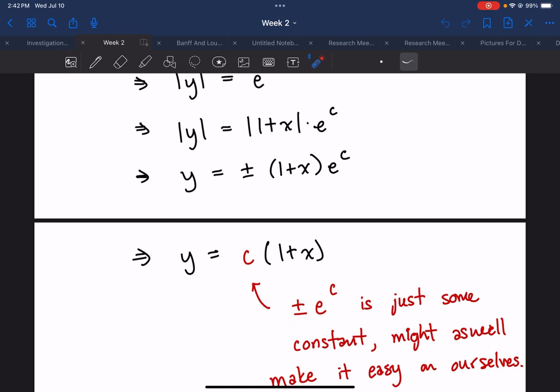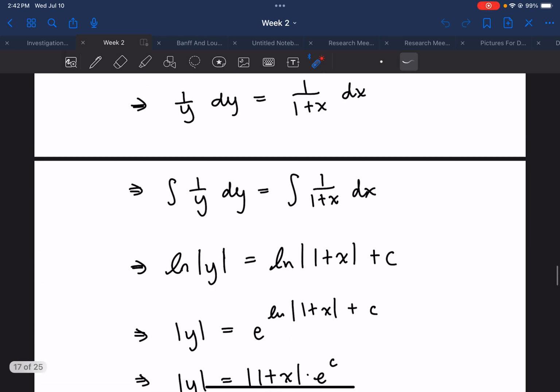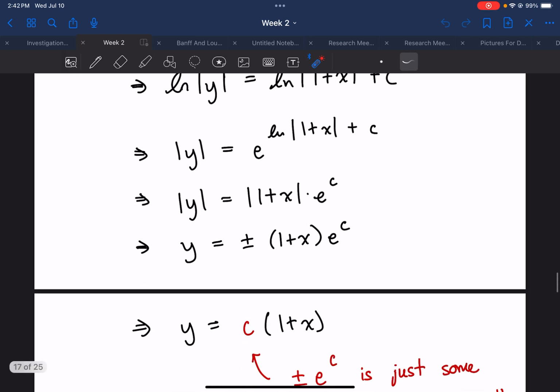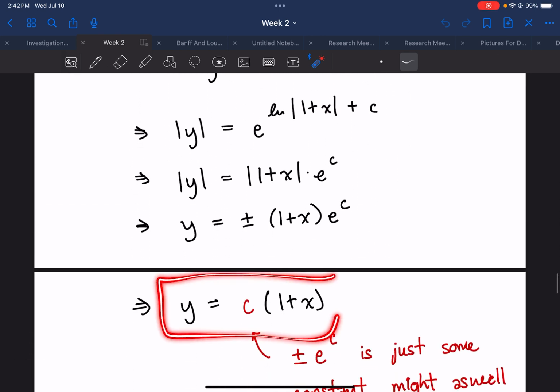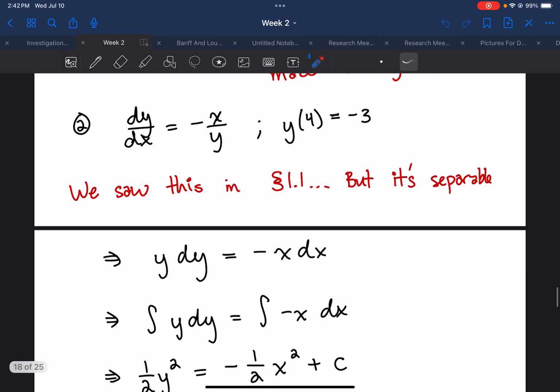So really, all we're saying is that y is equal to some constant times 1 plus x. And that is the solution to the differential equation, right? Given this differential equation, it has a family of solutions, and here they are. This is all of them for different choices of c. Okay, let's do a few more examples.